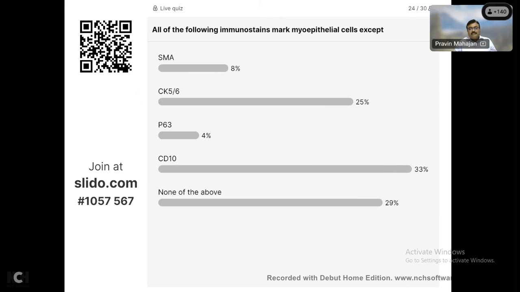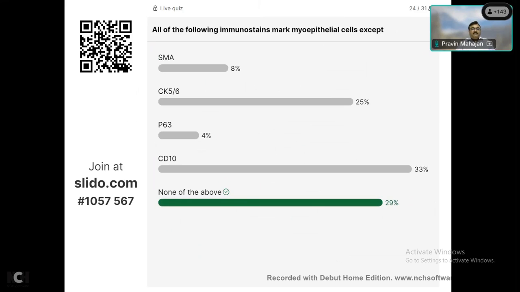Excellent. 8% of the people have chosen SMA as the answer, 25% have chosen CK5/6, very few of them have chosen P63, some of them have chosen CD10, and none of the above is 29%. So you actually have a split house. And what is the answer? The answer is actually none of the above.